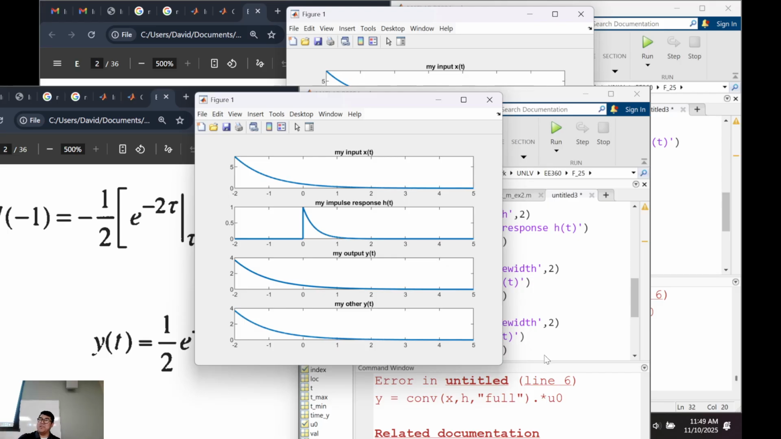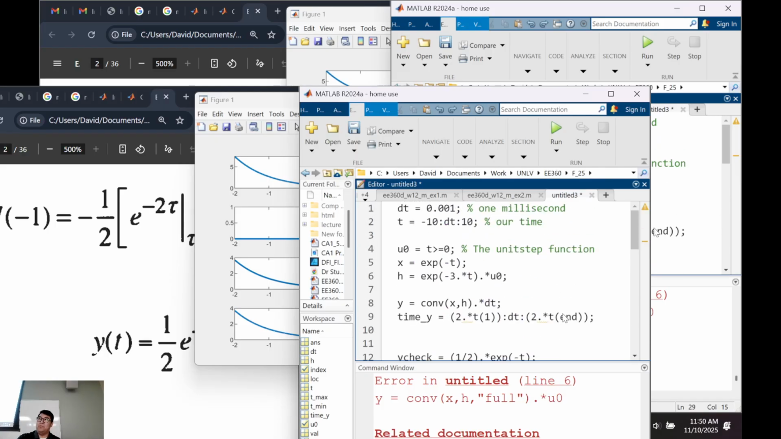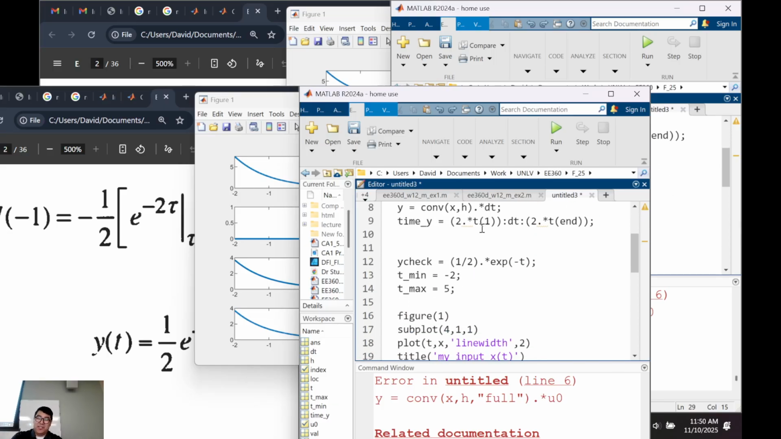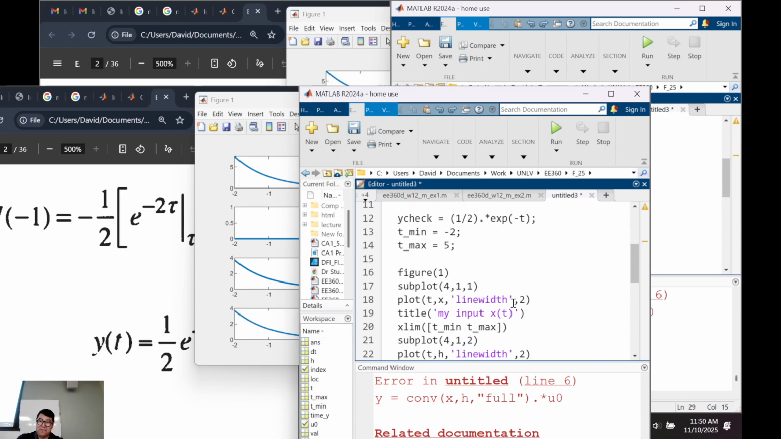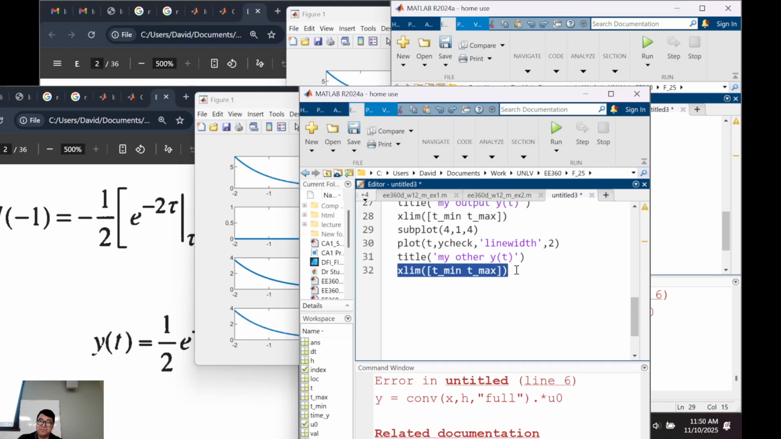So you guys can take this code, have fun with it, or I'll post it on the discussion thing. You can do whatever you want. But you got to understand that if you don't truncate it, you're actually doing a unique case where you have the following. Let me show you.